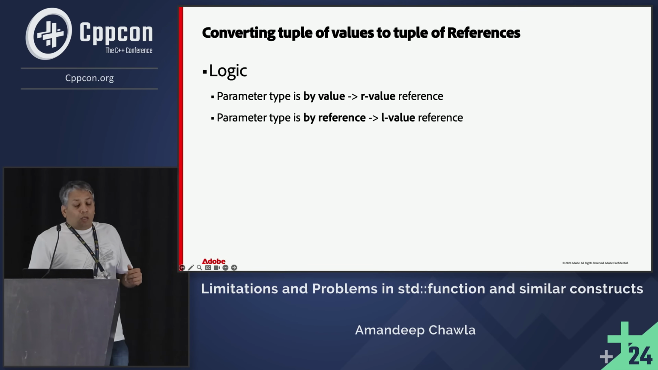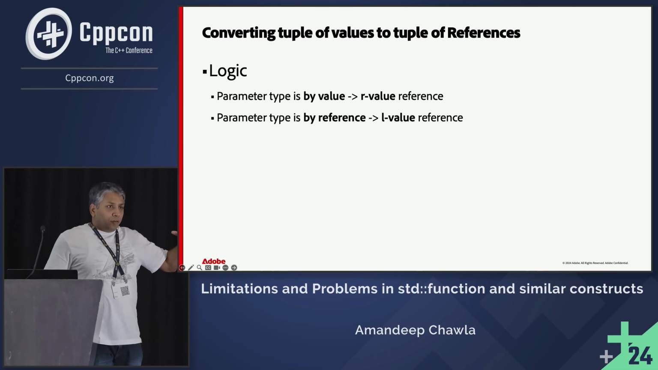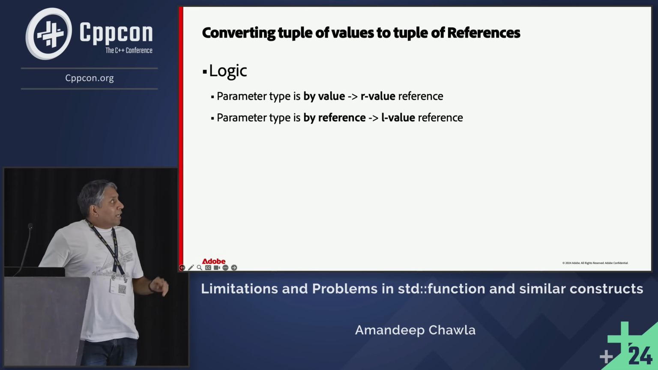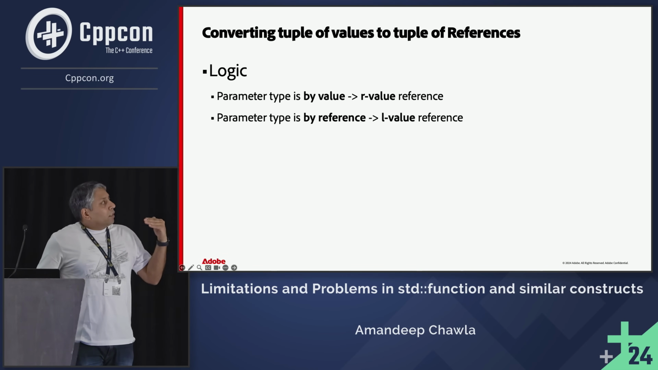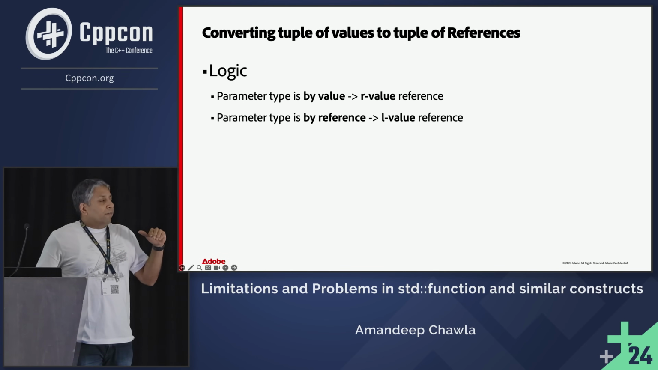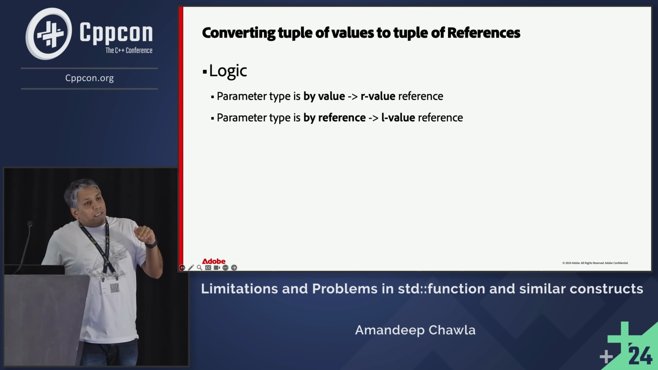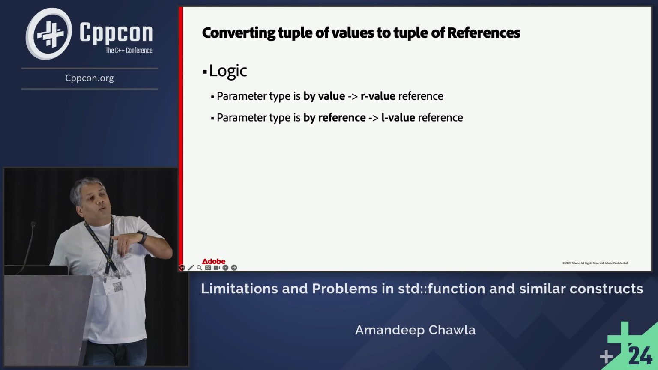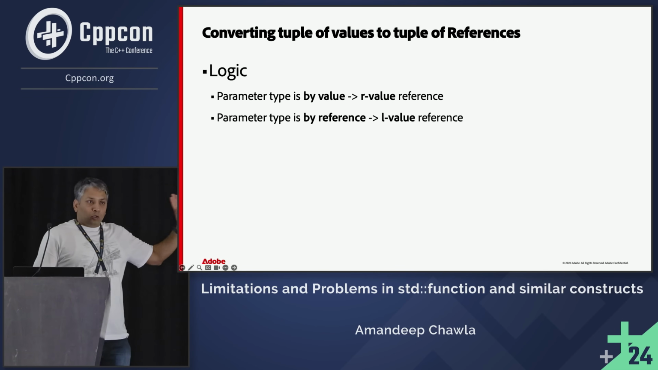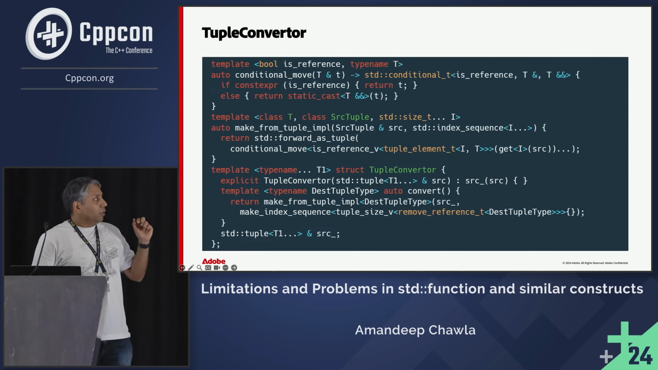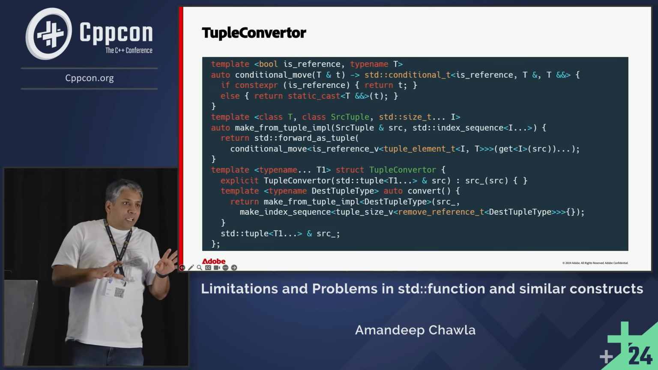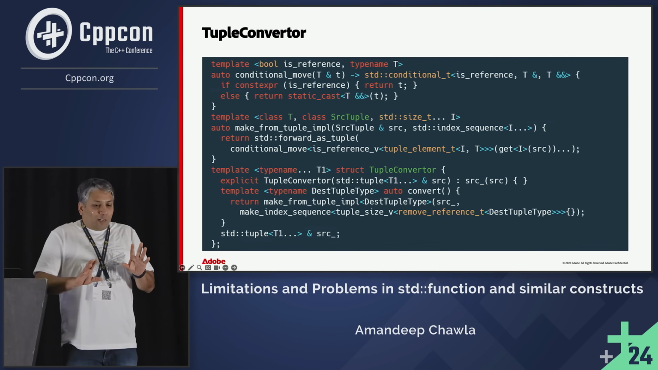Okay. So the logic for converting part we will do first, which for me, I thought was easy. The logic is very simple. If the parameter type in function is by value, my tuple at that particular slot should have an R value reference. If it is by reference, my tuple should have an L value reference. So it's the same thing we are trying to achieve, but just putting the logic. So this is a very simple code which we can use to do this. Okay, so let's do it.